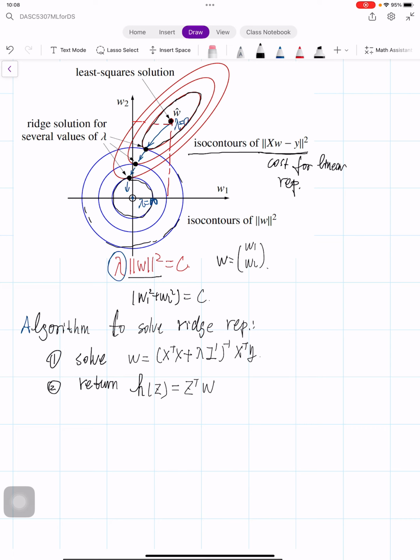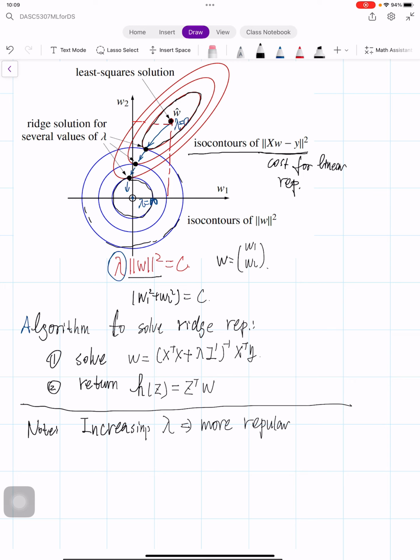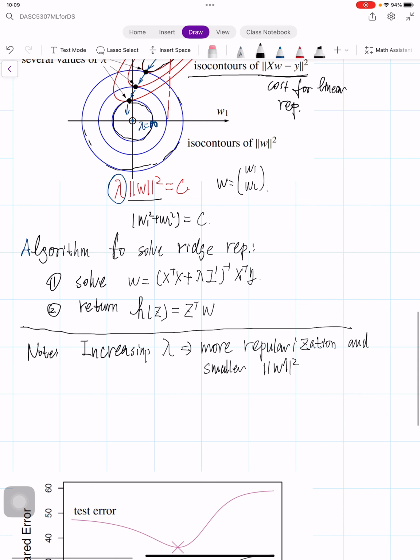Note, increasing lambda implies more regularization, and a smaller length of w, so smaller weights.